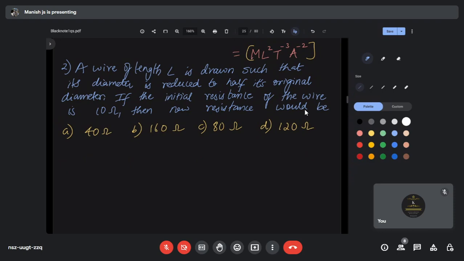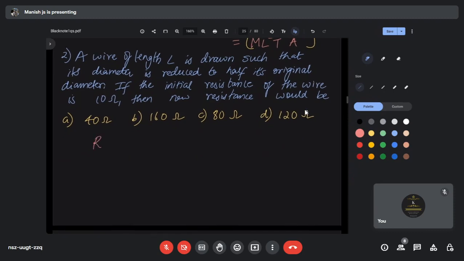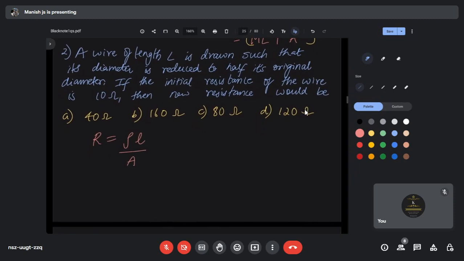R is equal to rho L by A, sir. Exactly. So we are using the formula R is equal to rho L upon A. Correct. So R is the resistance in ohms. Rho is resistivity. Resistivity is an intrinsic property. So resistivity depends on the material and nature of the wire that you are using. For example, all copper wire in the world will have the same constant value of resistivity. Its resistivity is the same irrespective of what thickness of copper wire is used.